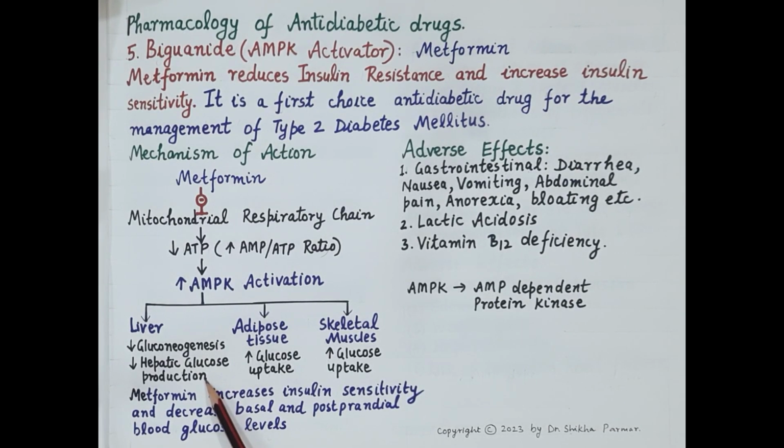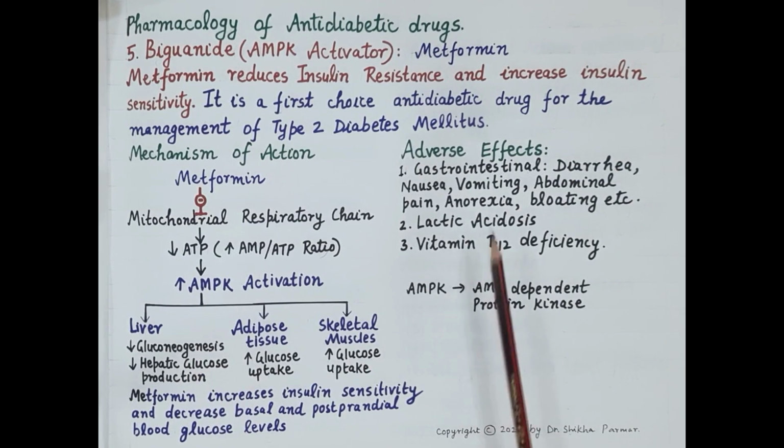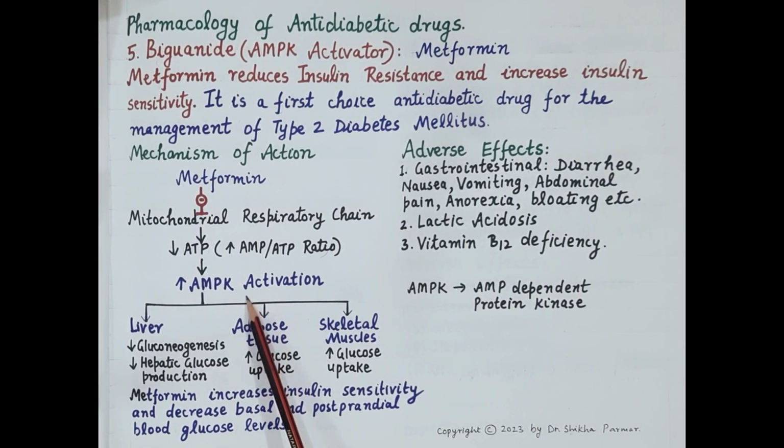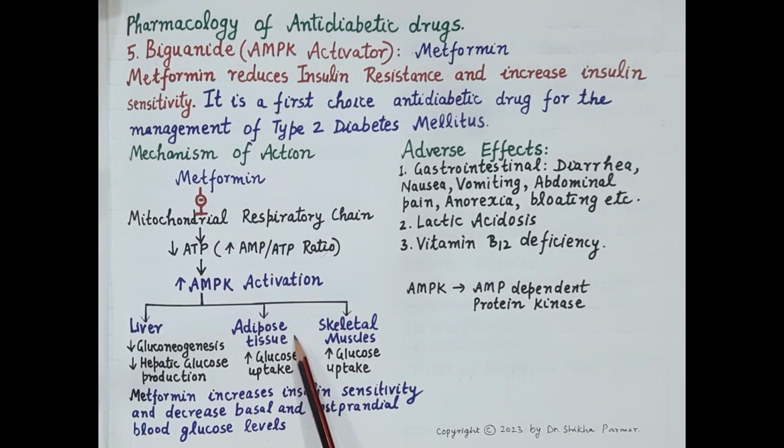Now, another very important thing, inhibition of the process of gluconeogenesis can cause accumulation of lactate in the blood, which reduces pH of blood and can cause lactic acidosis. Now, lactic acidosis is a rare but a serious adverse effect of metformin. Now, in addition to this, AMPK activation also increases uptake of glucose by the adipose tissue and increases uptake of glucose by the skeletal muscles, thereby reducing concentration of glucose in the blood.